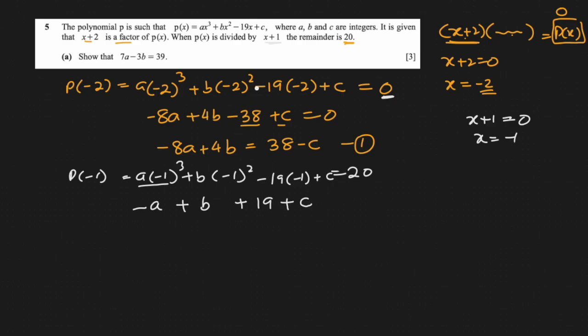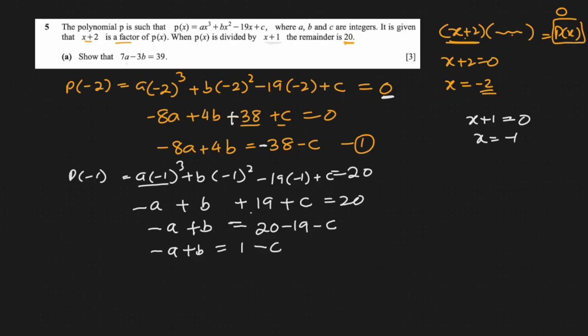This was plus 38, right? Isn't it? Plus 38. So minus 38 here. I made a mistake here, so I got a clue from here. All right, plus c equal to 20. So I'll again put minus a and b here, and this will go to the other side, equal to 20 minus 19 minus c, or minus a plus b equal to 1 minus c. 20 minus 19 is 1.